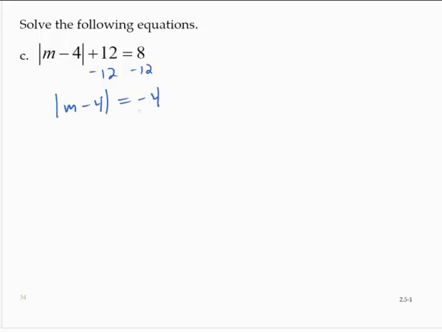Now, when we have a situation like this, where we have the absolute value of a quantity equaling a negative number, this equation has no solutions. I should say no real solutions. Right? The absolute value of x cannot be a negative number.